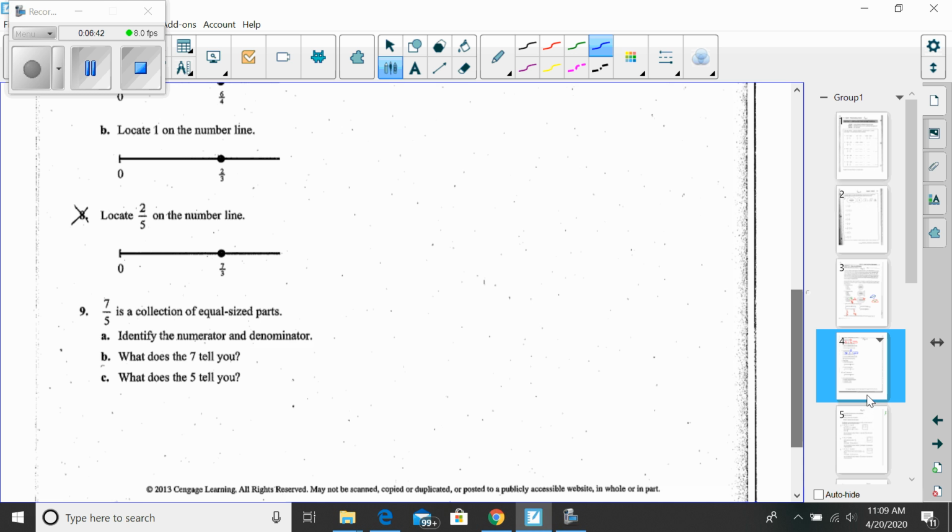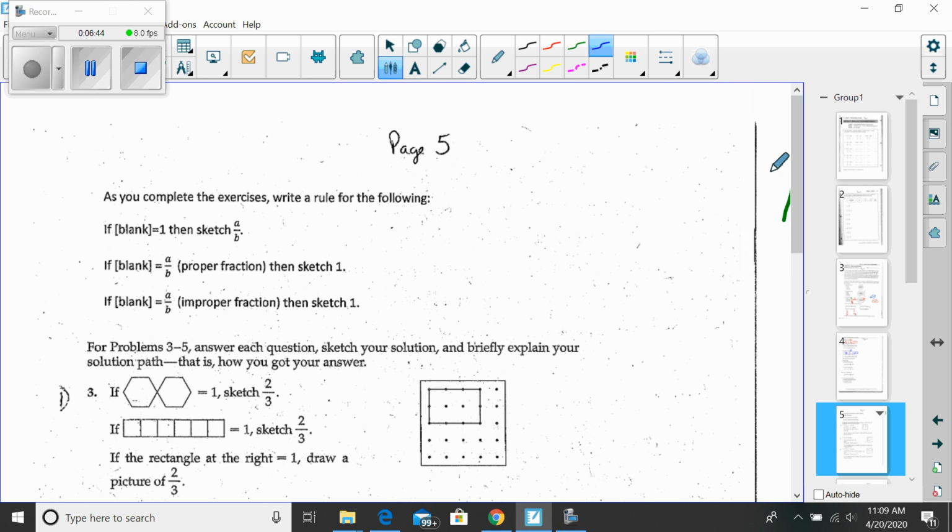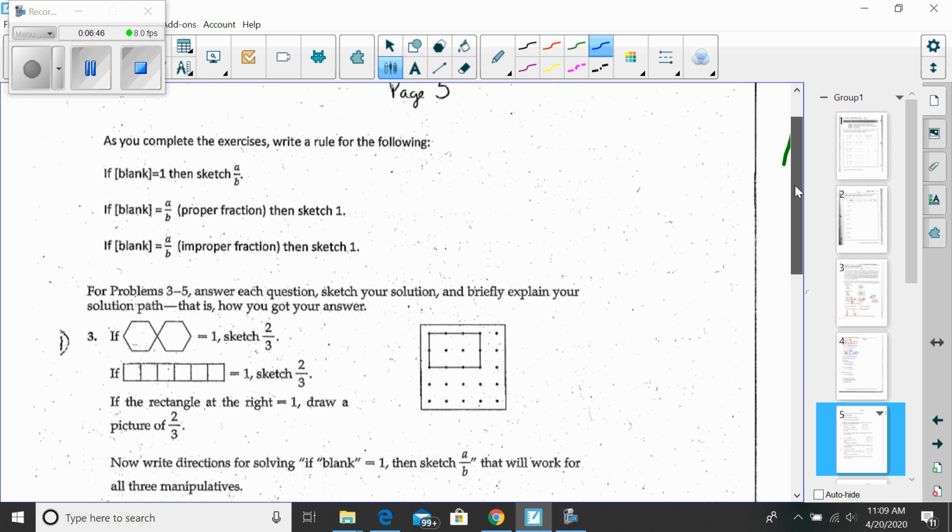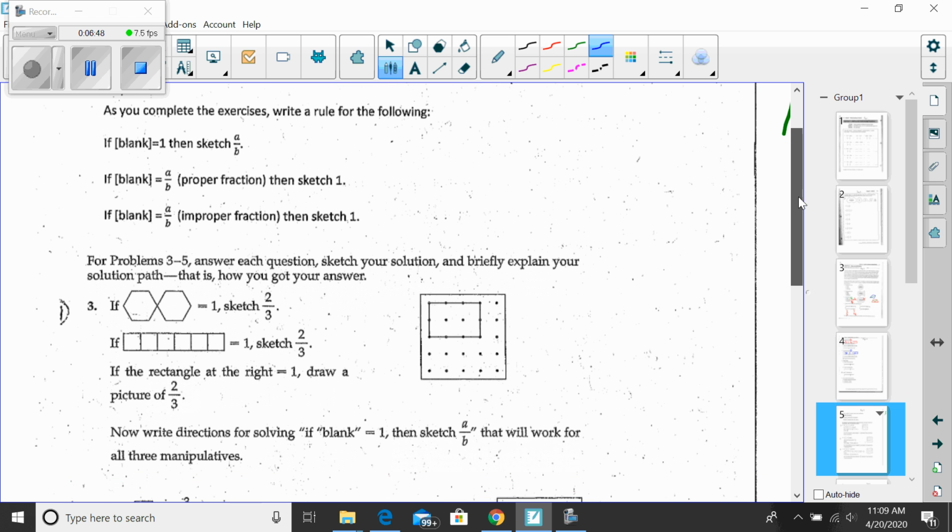So moving on to the next page, you are going to write rules. You're going to try some examples on your own, and then you're going to try to write rules. So if blank, where blank is the picture, or it could be an amount in a word problem. Eventually, we're going to extend this same concept to some word problems. But if blank is the whole, how do you sketch A over B? And I'll give you a hint. You're going to say things like, I would divide the diagram into either A pieces or B pieces. And then you'll describe how to sketch.